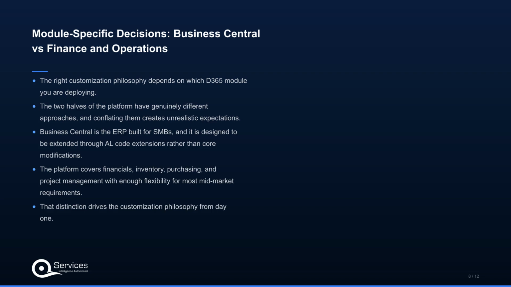D365 Business Central is designed for SMBs with 10 to 300 users. Finance and Operations targets enterprises with 300 plus users needing multi-entity, multi-currency, and complex regulatory compliance. That distinction drives the customization philosophy from day one.